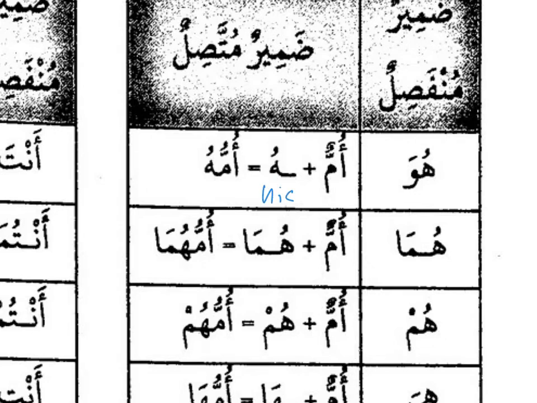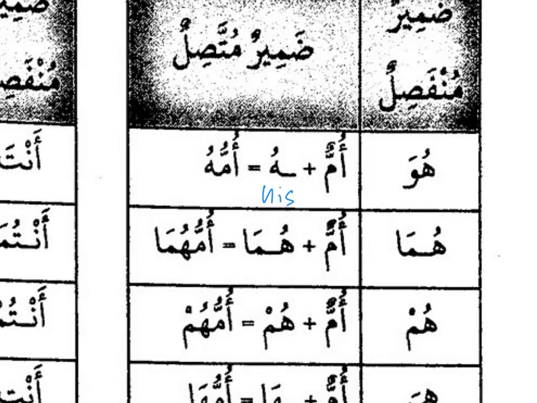And why do we call it muttasil? If you look at the two words, they are now connected. They are now attached. You don't write ummu and then hu individually. No, you have to combine the two words. That is why it is called damir muttasil. Let us look at the second example. The second damir is huma, which means they or both of them. And now we want to say their mother.